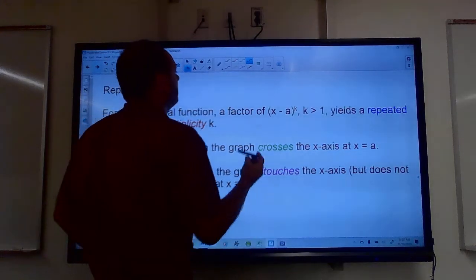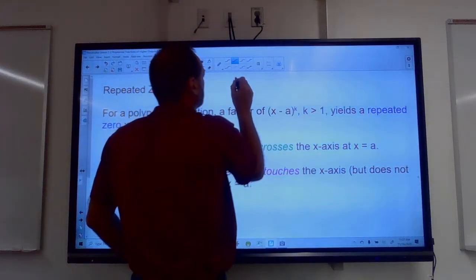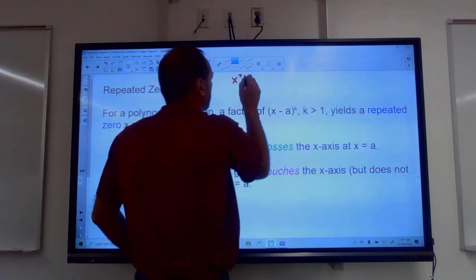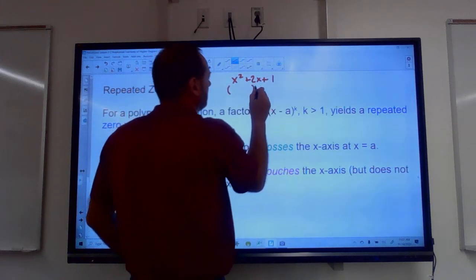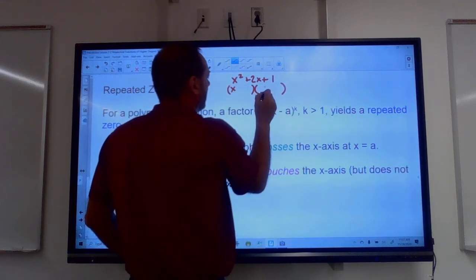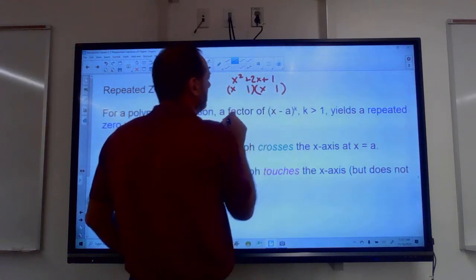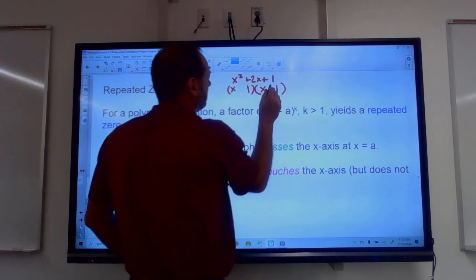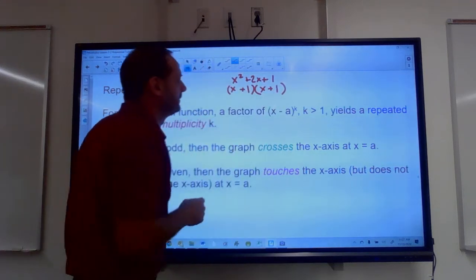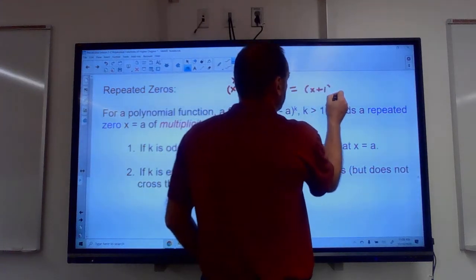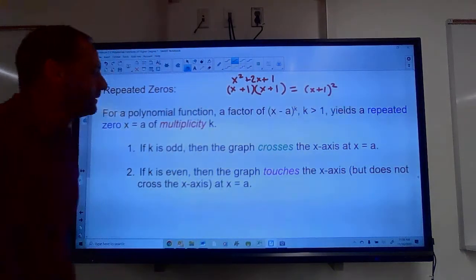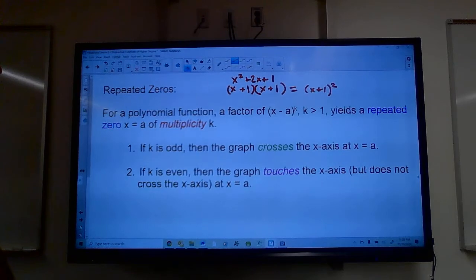Let's say that I took the equation x squared plus 2x plus 1, and I factored it. So I get an x and an x. My factors are 1 and 1. Okay, I need to make 2x in the middle, so it's going to be plus 1 and plus 1. All right, x plus 1 times x plus 1 is (x plus 1) squared. Okay, that means that this thing has a repeated 0.